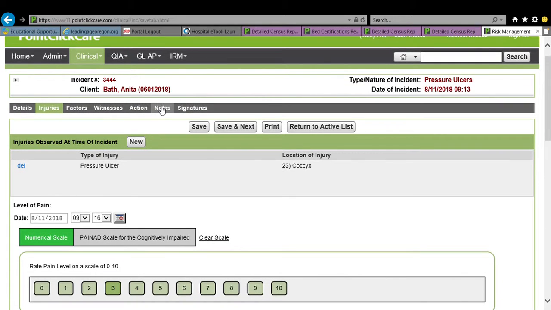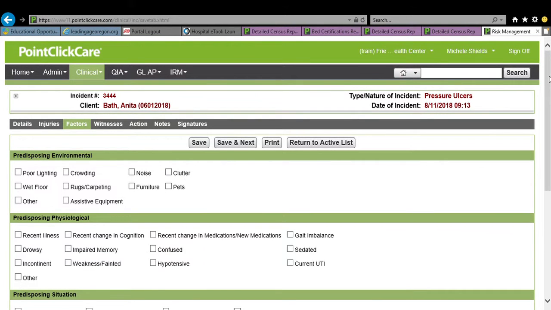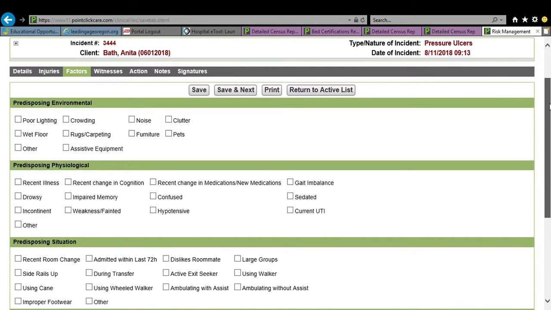The next section is factors. And this is really important for skin integrity especially. So any of these could be factors. Some of them might not pertain to Friendship, but will pertain to Oddfellows. I had a resident recently who got scratched on the hand by her dog, and it caused a huge skin tear. So pets absolutely can be a factor. Rugs and carpet, if they were shuffling their feet and got a skin tear to their foot. Assistive equipment, if they're bumping their elbow on the arm of the wheelchair. Obviously furniture, clutter.